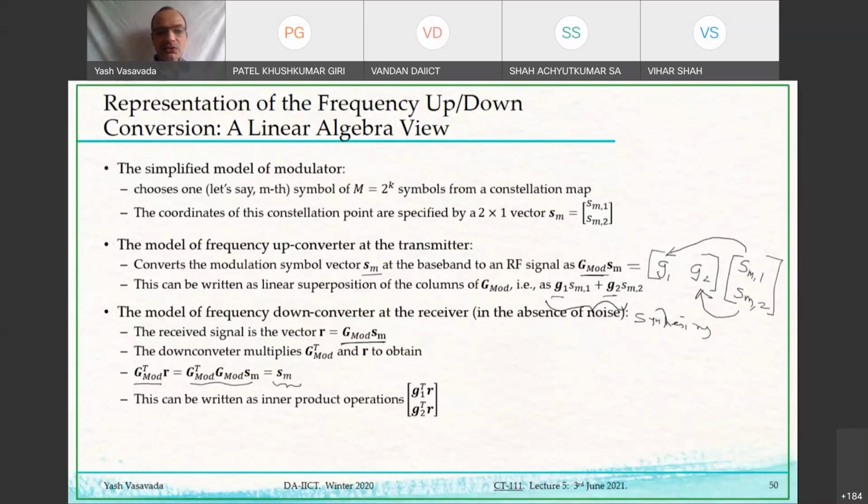And this G mod transpose can also be written as the dot product, or the inner product, of G1 with R and G2 with R. And so what would you say this is? What is the receiver doing here? It is getting some signal R, and from that, it is basically determining these weighting coefficients, SM1 and SM2, by doing this operation. So this would be analysis. So synthesis and analysis are general terms. The Fourier transform and inverse Fourier transform do that, but here even frequency up conversion and down conversion can also be thought of in terms of that.